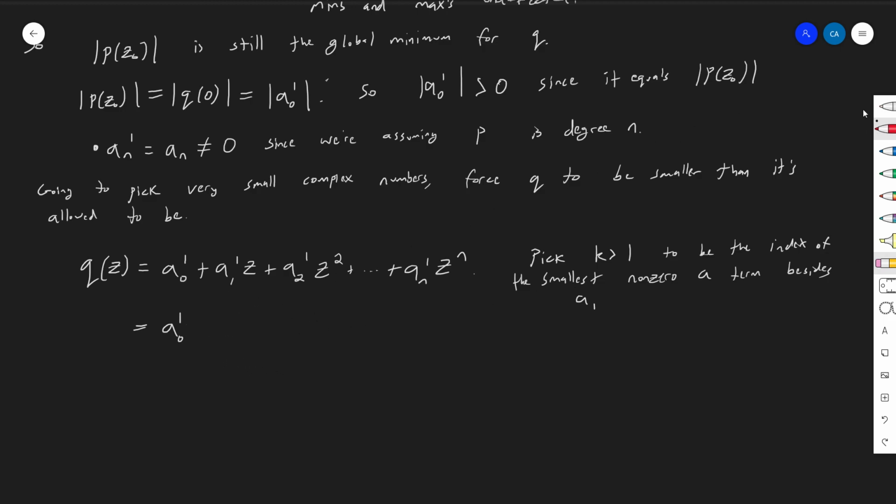I'm just going to write plus a sub k prime z to the k plus a sub k plus 1 prime z to the k plus 1 plus dot dot dot plus a sub n prime z to the n. So I just needed to do that to make things look nice. Actually, no, it's not just to make things look nice. This k is going to be important.